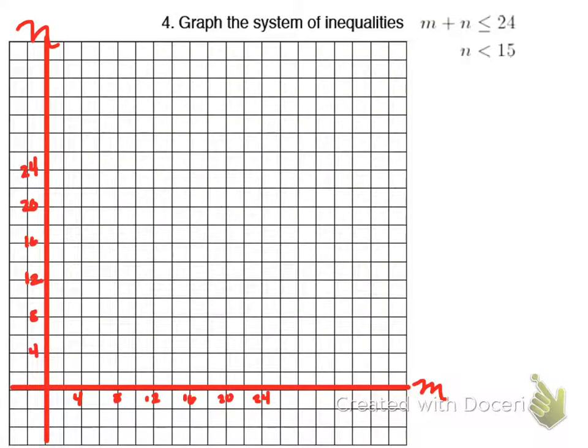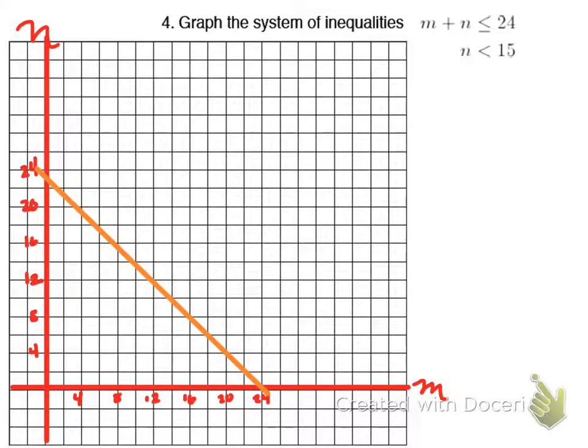All right, moving forward. So this one I've left some work to be done. It says to graph the system of inequalities. So I have my graph here. Now I need to go ahead and graph each of them. So the first one, m plus n is less than or equal to 24. So that leaves me with an m-intercept and an n-intercept of 24. Okay, so that's going to look like this.